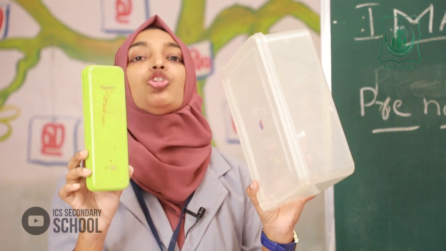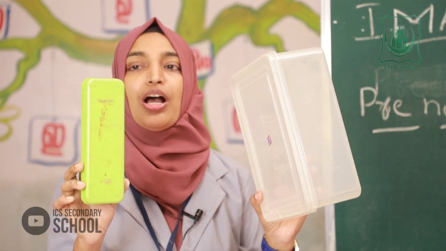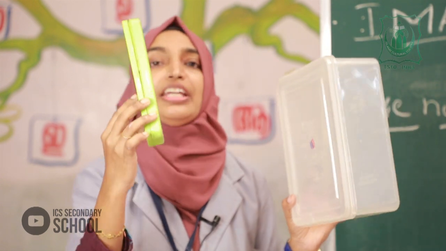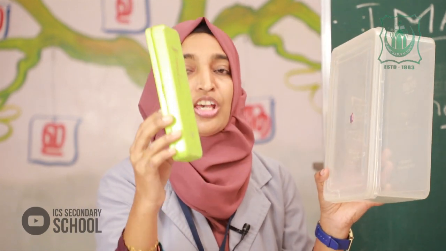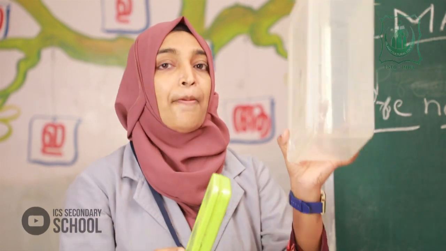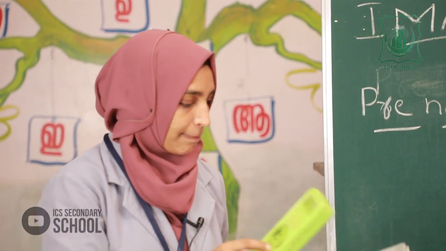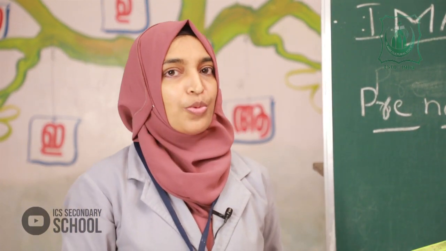Another object is boxes. Can you see two boxes in my hands? Which box is small? Yes, the green box is small. When we compare it to this white box, the green box is small. Small, big. You got the idea of small and big?